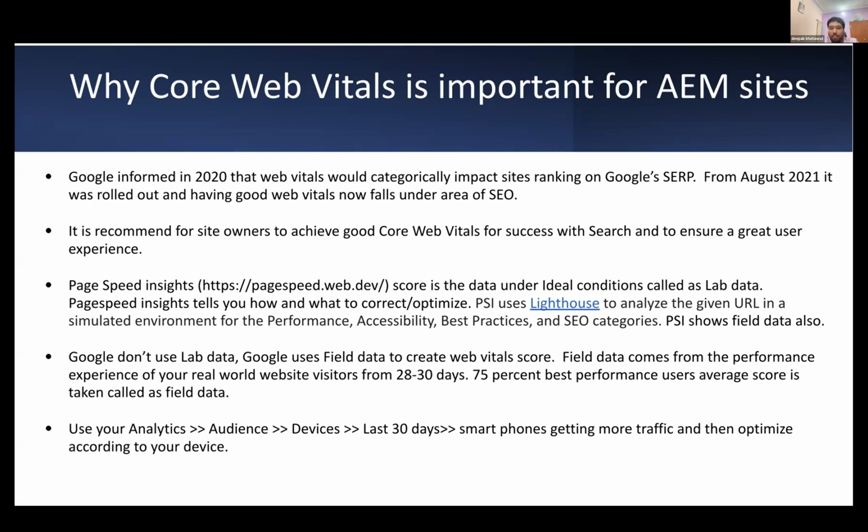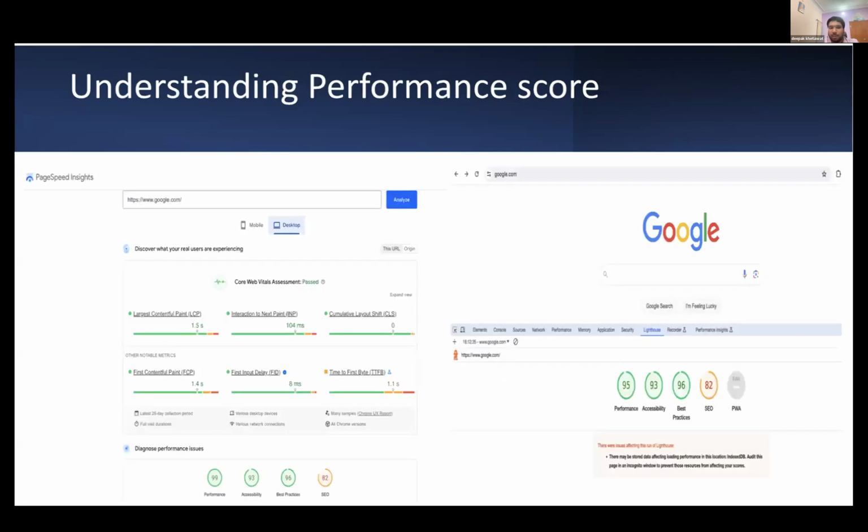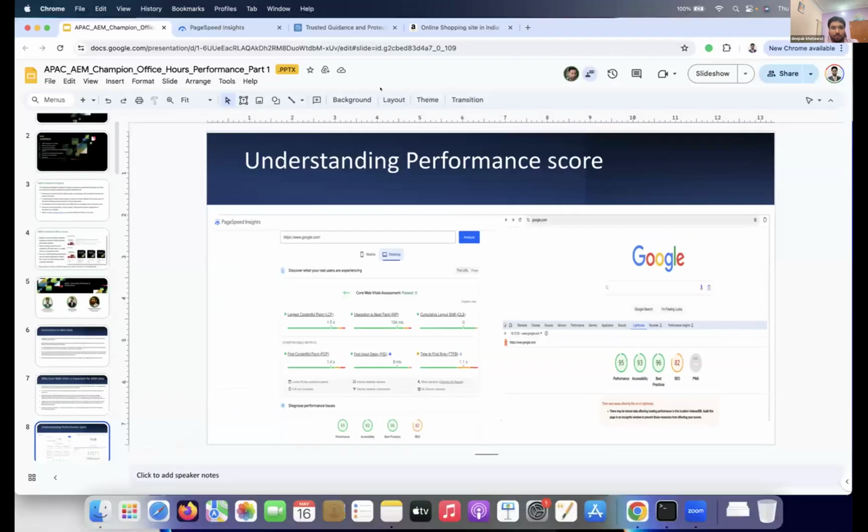How do we know which devices are being used? Basically we can go to our analytics and see which devices or smartphones have been mostly used in the last 30 days, and try to see the score for those devices and try to fix it. So as I mentioned, we can understand the performance score with some tools. One is PageSpeed Insights, one is Lighthouse. Let me quickly show you also.